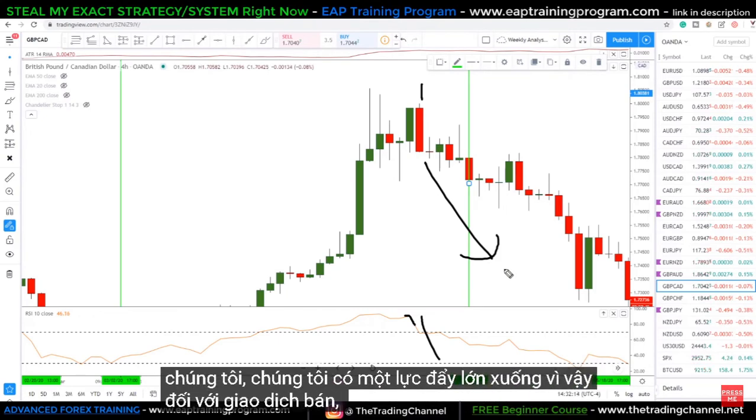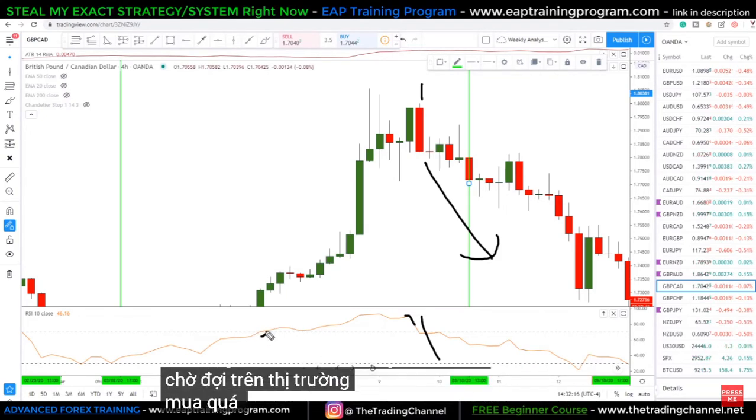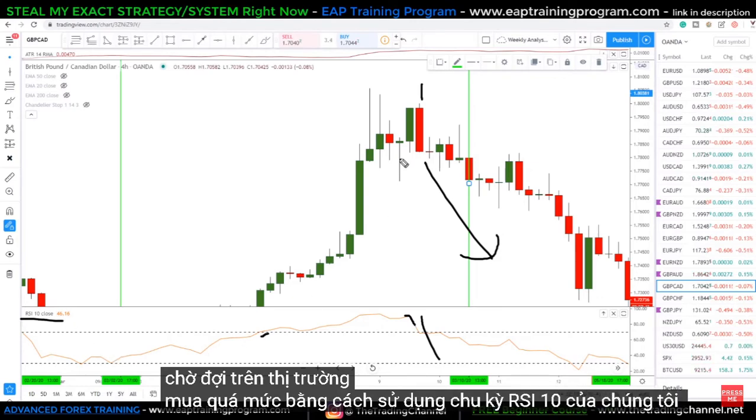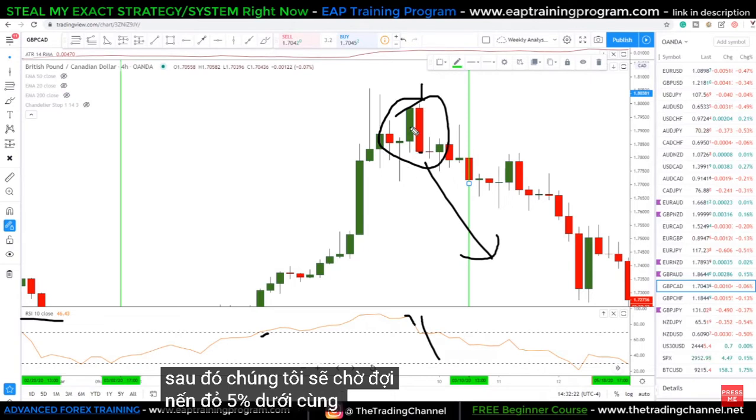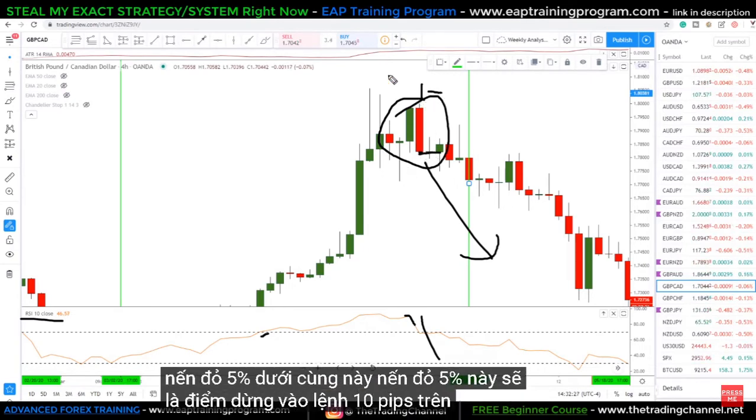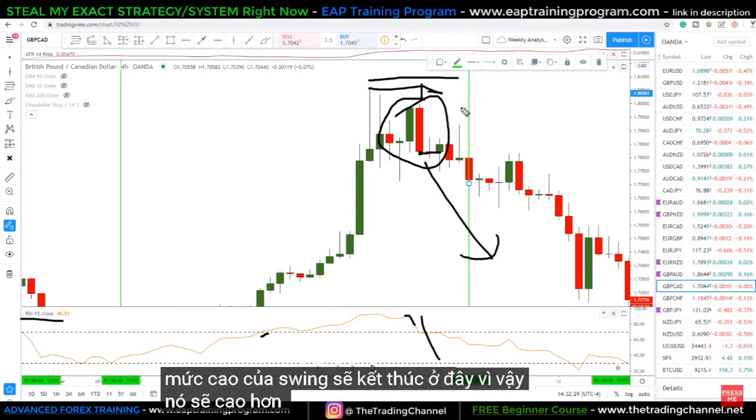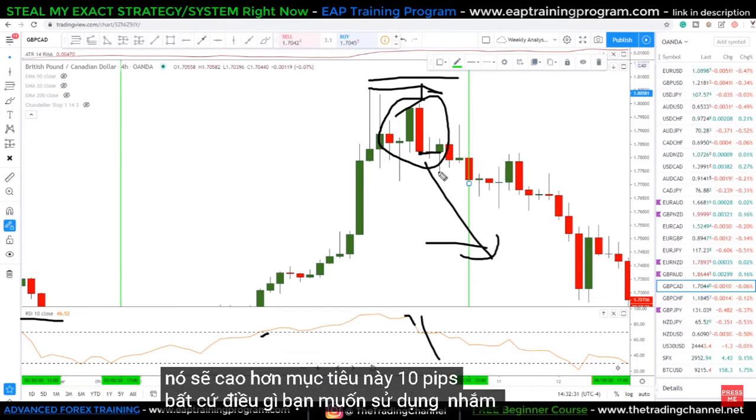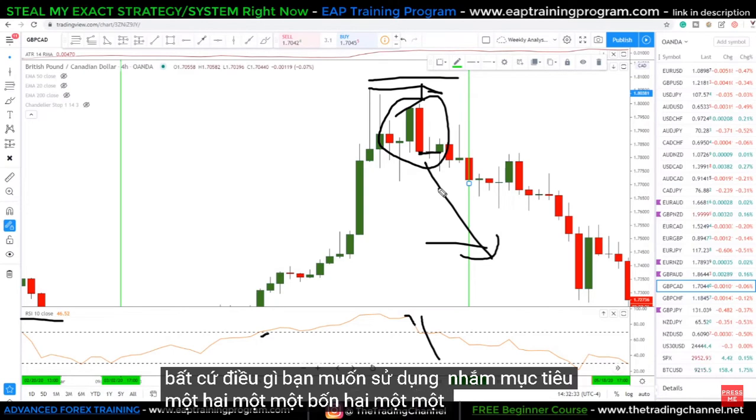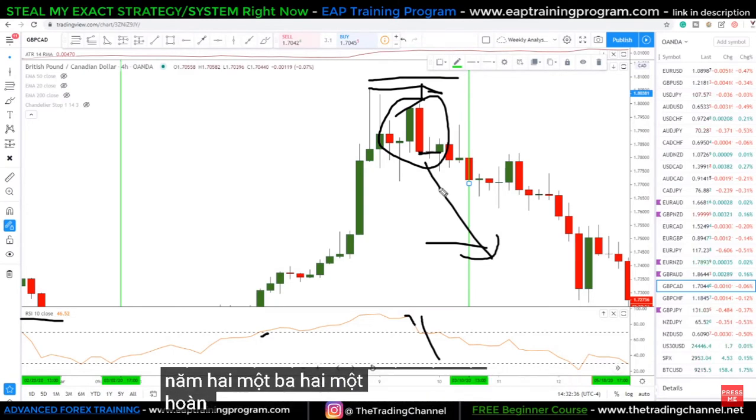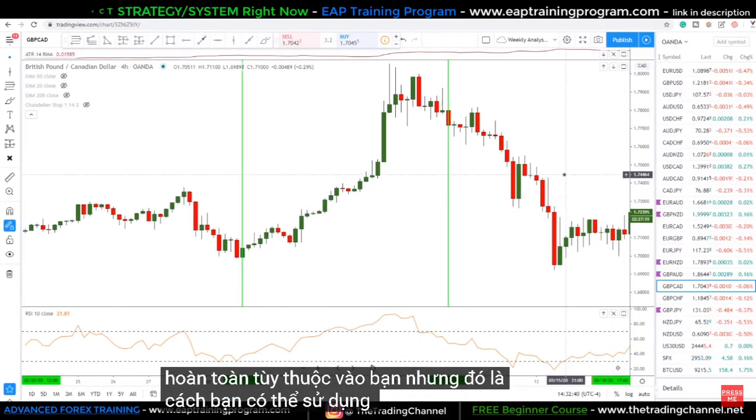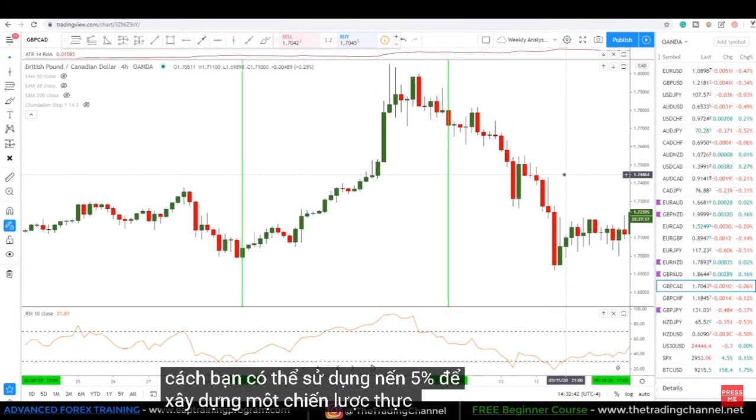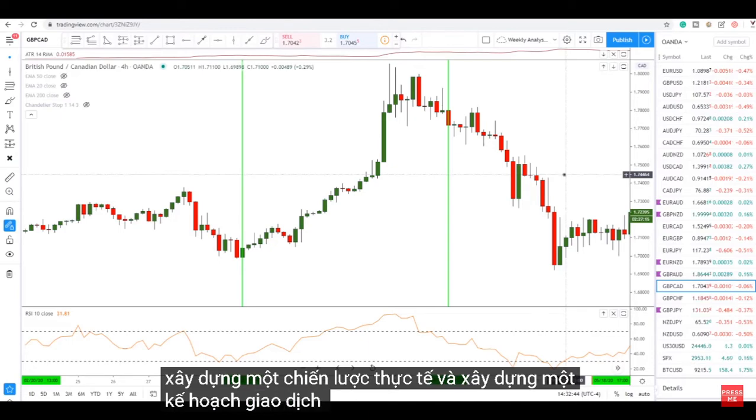So for a sell trade, we would just be waiting on the market to come into overbought using our RSI 10 period, and then we would be waiting on this bottom 5% red candle. This 5% red candle would be the entry, stop 10 pips above the swing high, which would be over here. So it'd be 10 pips above this. Target, whatever you want to use as targets. 1-to-1, 1.4 to 1, 1.5 to 1, 3 to 1, totally up to you. But that is a look at how you can use the 5% candle to build an actual strategy and to build an actual trading plan.